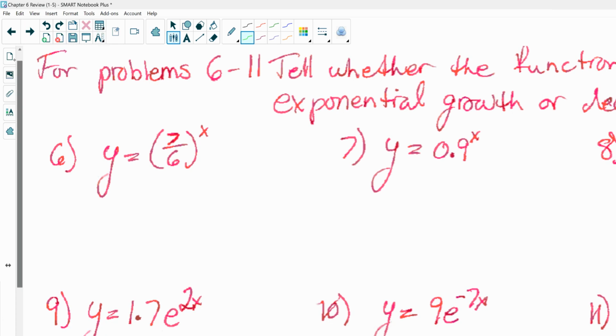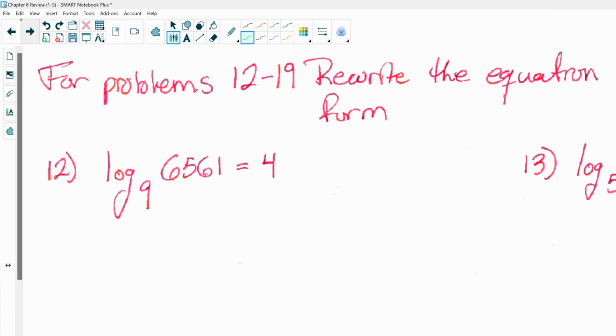6 through 11, tell whether the function represents exponential growth or decay. I was planning to have these on the test, wrote the tests, and then realized it's not on there. I forgot to put those on there.